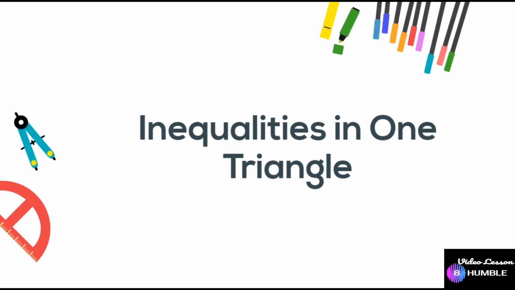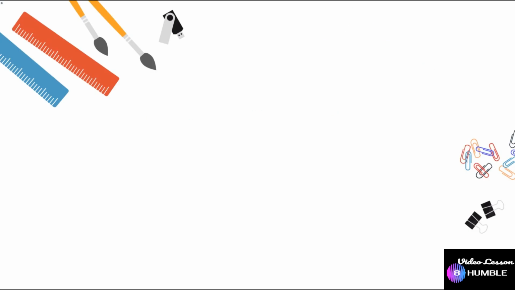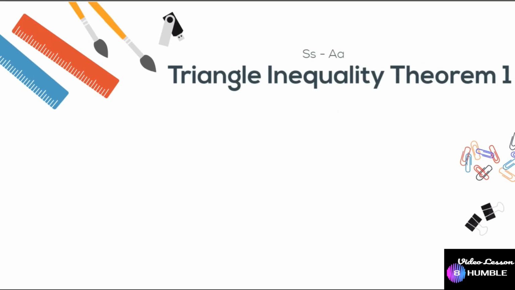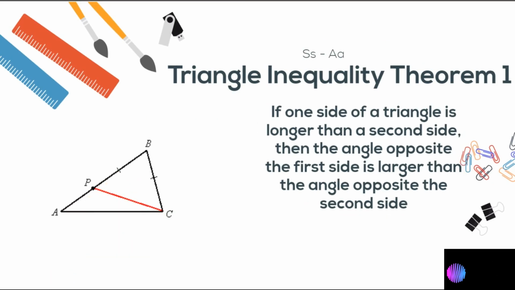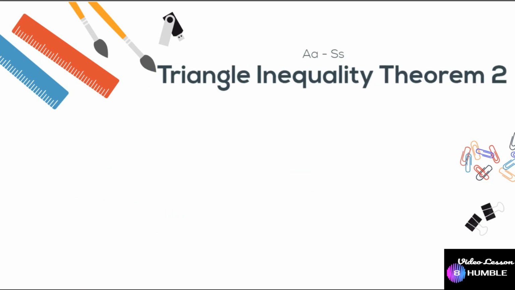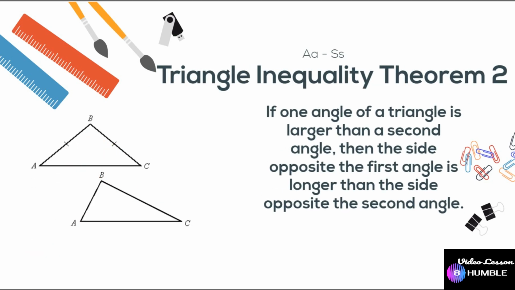Inequalities in one triangle. Triangle inequality theorem 1. If one side of a triangle is longer than the second side, then the angle opposite the first side is larger than the angle opposite the second side. Triangle inequality theorem 2. If one angle of a triangle is larger than a second angle, then the side opposite the first angle is longer than the side opposite the second angle.